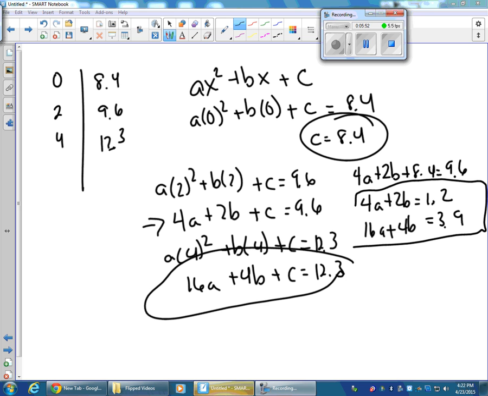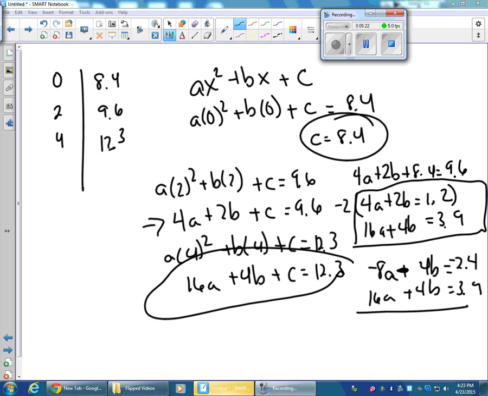So I just need to decide, am I going to cancel out the a's or the b's? I think I'll cancel out the b's. So I'm going to multiply this top line by negative 2. And I get negative 8a minus 4b equals negative 2.4. Let me go back through that again. Negative 2 times 4a is negative 8a. Negative 2 times 2b is minus 4b. And then negative 2 times 1.2 is negative 2.4. And the bottom line stays the same.